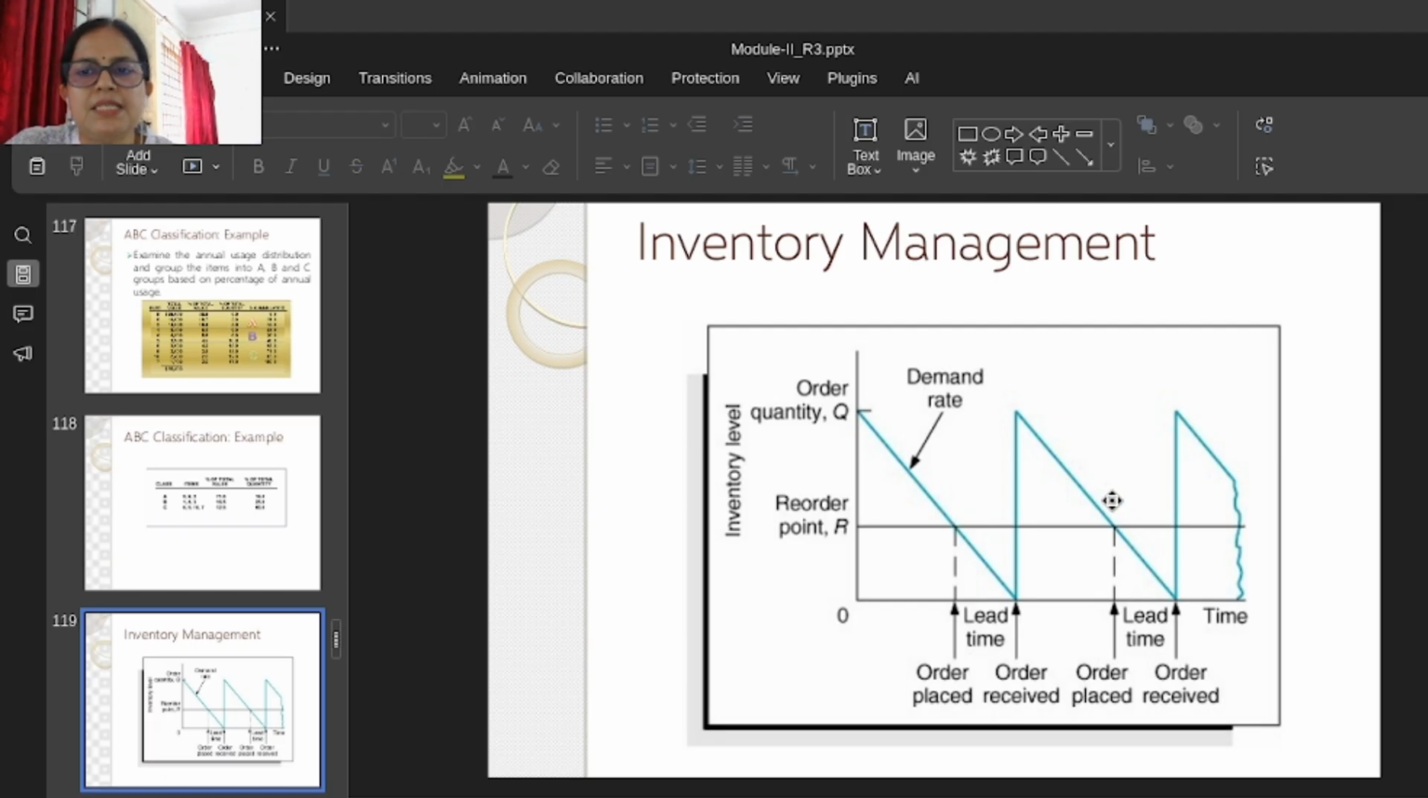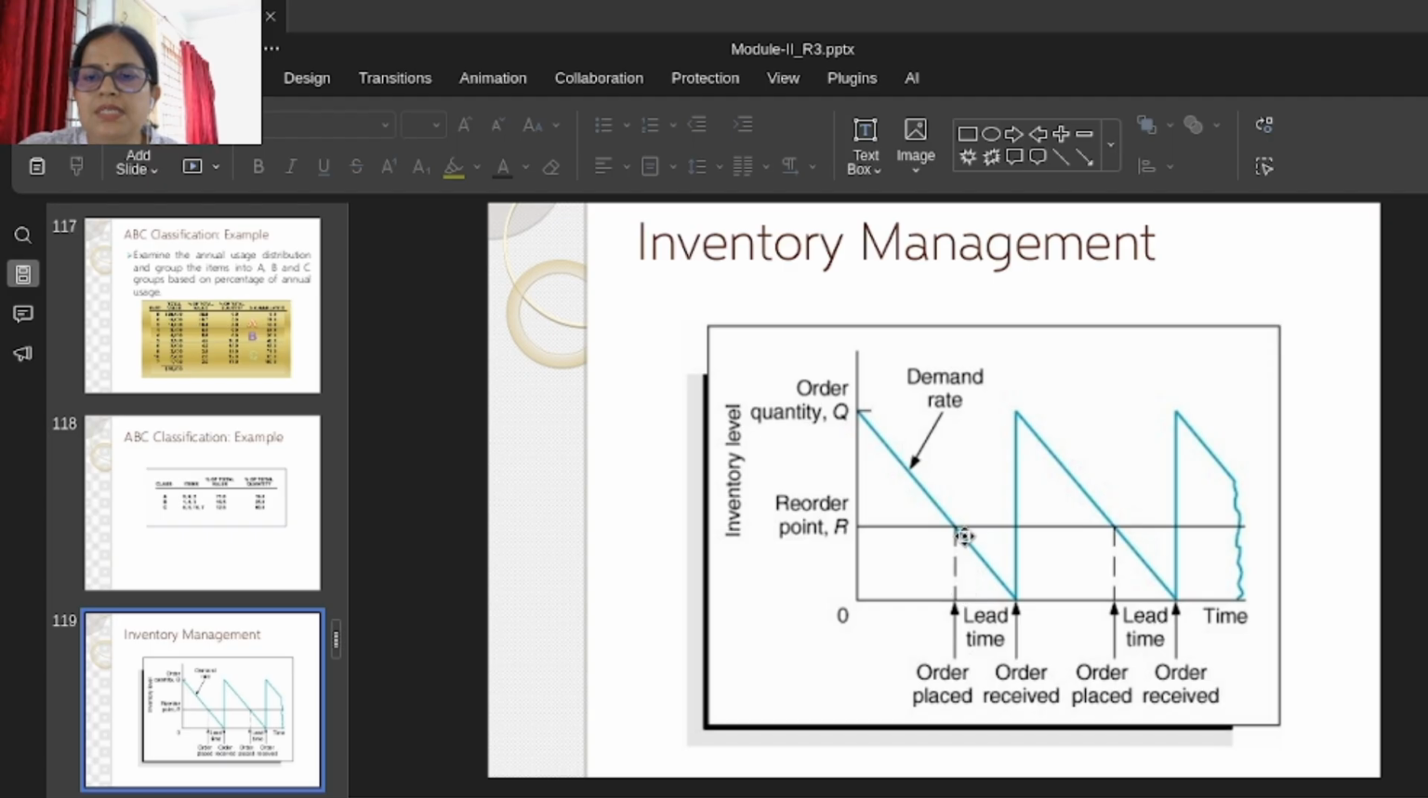The rate of demand is 10. So in this way, this model will complete the cycle. So what will happen here? The maximum inventory is Q and here it is 0. Again we are replenishing the stock. Again the demand rate is constant, we are consuming at a constant rate.